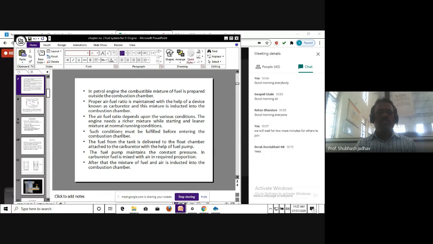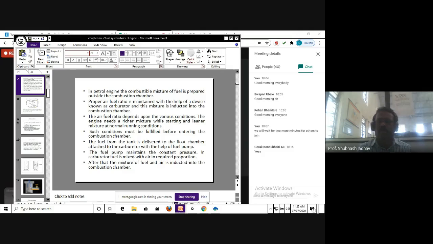Okay, such conditions must be fulfilled before the mixture enters the combustion chamber. So all these particular conditions, whatever we have discussed now, have to be provisioned for, before the mixture enters the combustion chamber. Then the fuel from the tank is delivered to the float chamber attached to the carburetor with the help of a fuel pump. What the float chamber is and all, we will discuss when we discuss the carburetor. The fuel pump maintains the constant pressure in the carburetor.